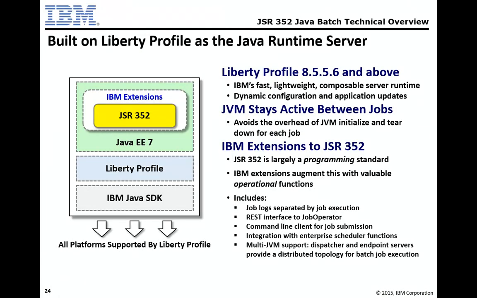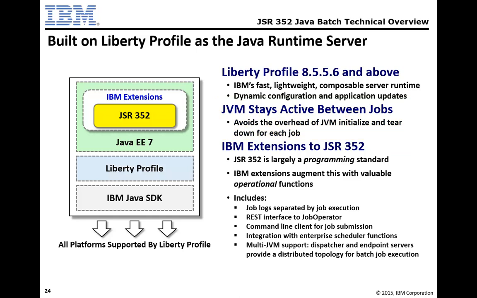IBM's JSR352 implementation is built to run in Liberty Profile. All operating system platforms supported by Liberty Profile support running JSR352. Liberty Profile is IBM's lightweight, composable, and dynamic server runtime environment. Liberty provides a Java virtual machine that stays up and active as long as the Liberty profile server itself is active. That means you can start and run hundreds or thousands of Java batch jobs without having to start and stop the JVM each time.